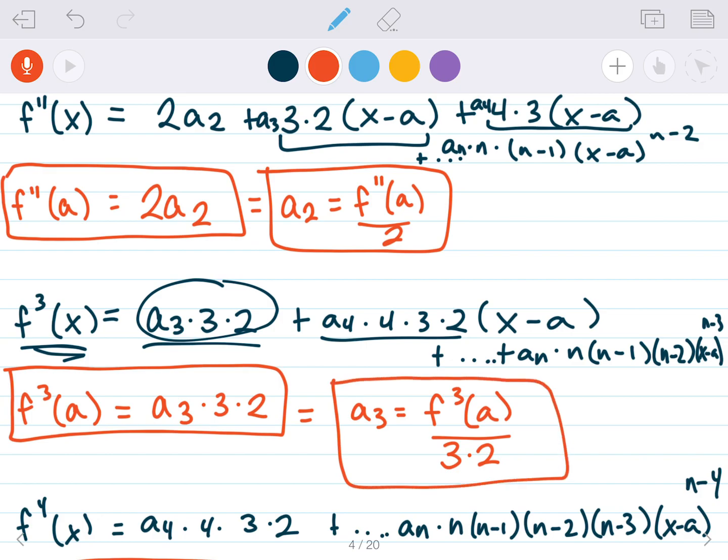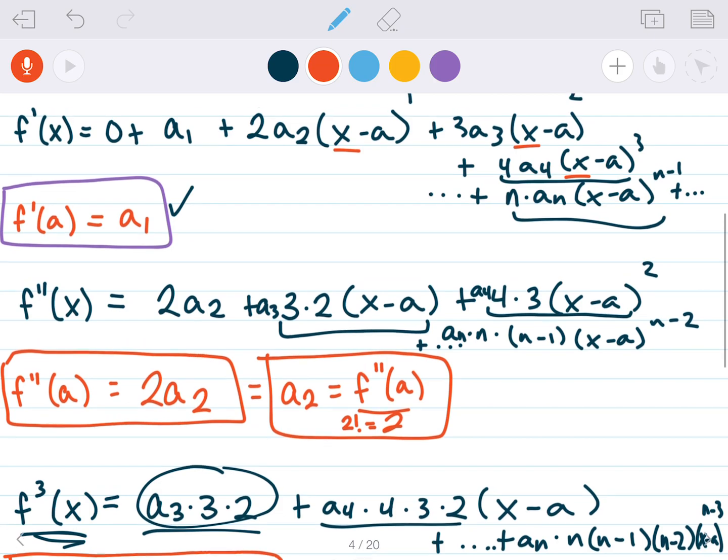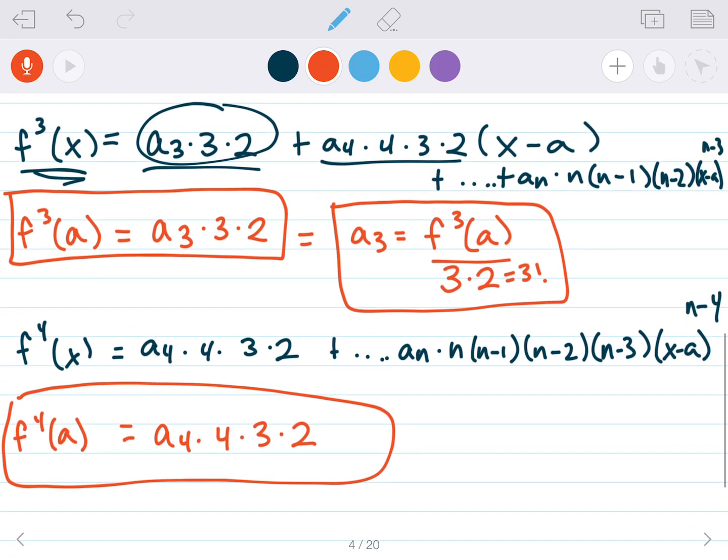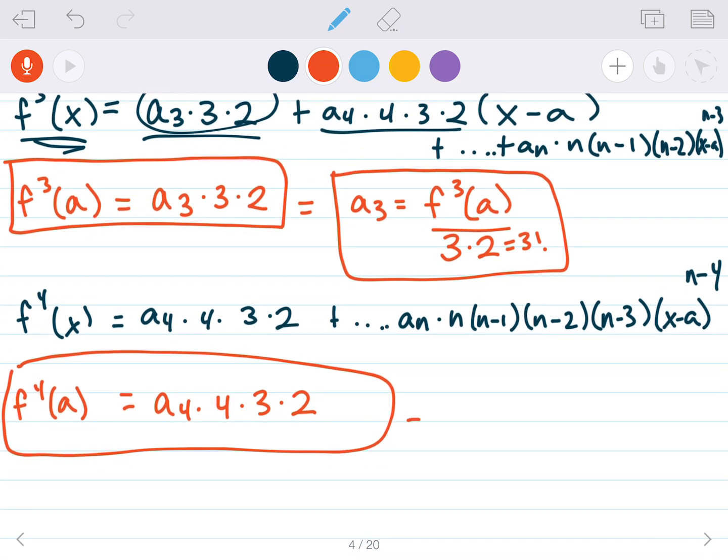And isn't 2 just 2 factorial? And isn't 3 times 2 just 3 factorial? Right? And what about over here? If I isolate a sub 4, I get a sub 4 is equal to the fourth derivative of f at a divided by 4 times 3 times 2, which is equal to, you guessed it, 4 factorial.